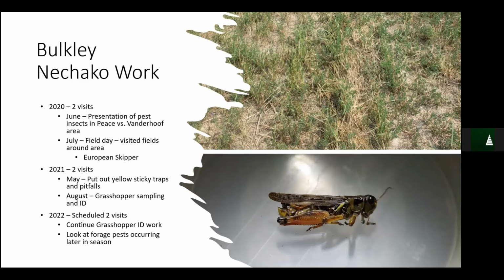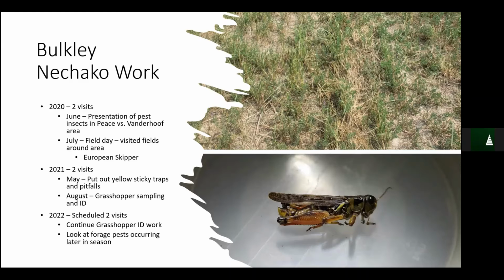And then in 2021, I again did 2 visits, one in May. We put out some yellow sticky traps and also some pitfalls at sites around, just to try and get an idea if we were going to see any pests or any insects that might be of interest. We also noted at that time that we were seeing some grasshopper early instars out in the field. So I had taken some samples to identify.